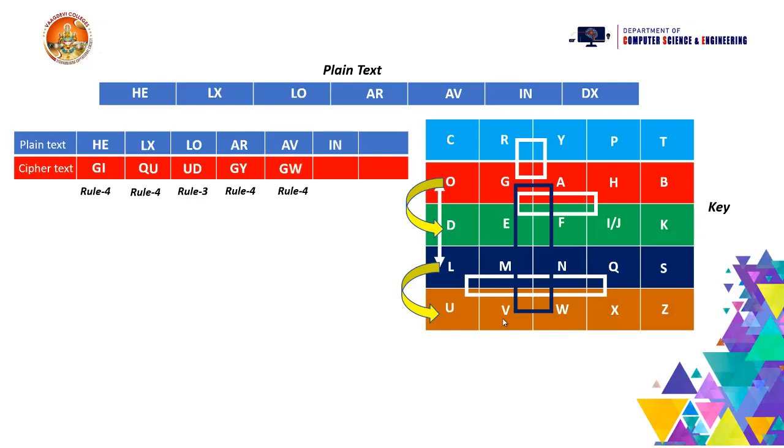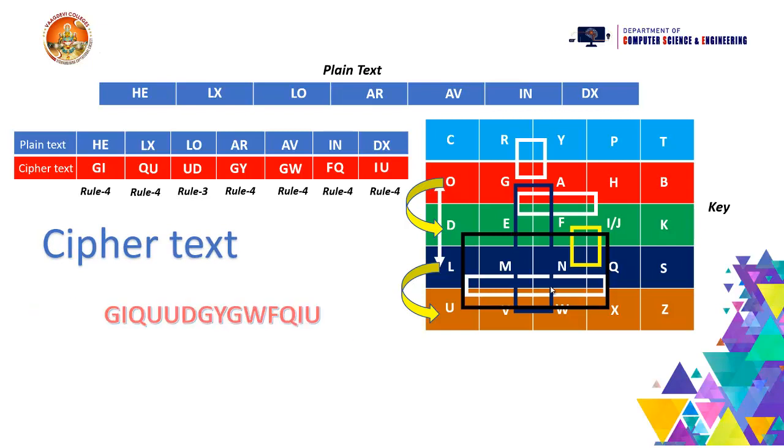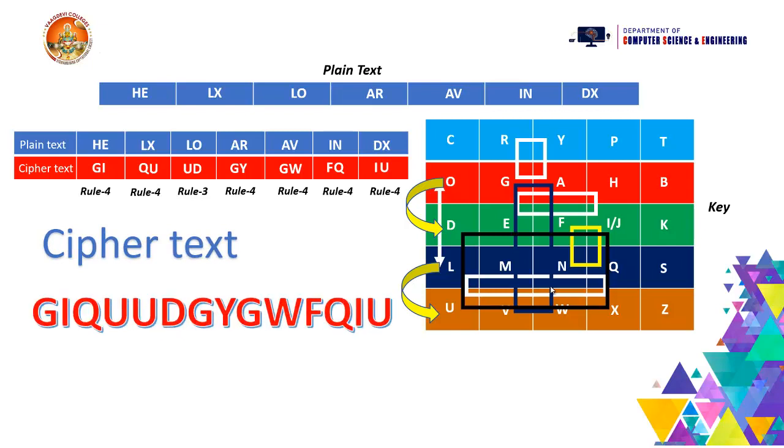In the same way, I and N. I is here, N is here. I and N both are in different row, different column. Rule 4 is applied. So I is going to be replaced with F and N is going to be replaced with Q. Next D and X. D and X are also in different row, different column. Same rule 4 is applied. So D is going to be replaced with I and X is going to be replaced with the corresponding letter. This is the ciphertext generated from our encryption.